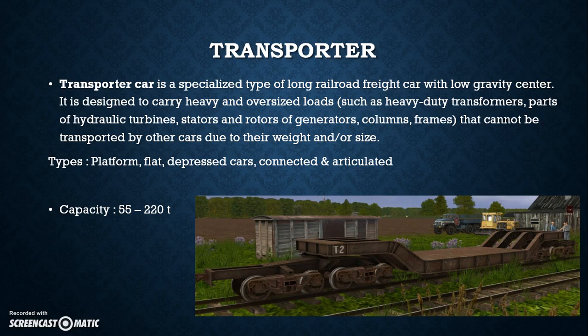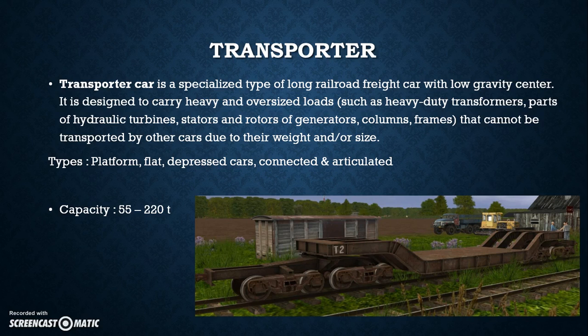Then about the transporter cars. A transporter car is a specialized type of long railroad freight car with a low center of gravity. It is designed to carry heavy and oversized loads, such as heavy-duty transformers, parts of hydraulic turbines, stators, and the rotors of generators, columns, and frames that couldn't be transported by other cars due to their weight or size.